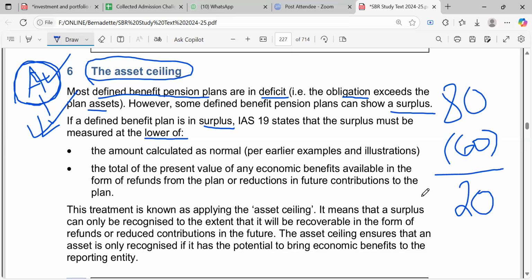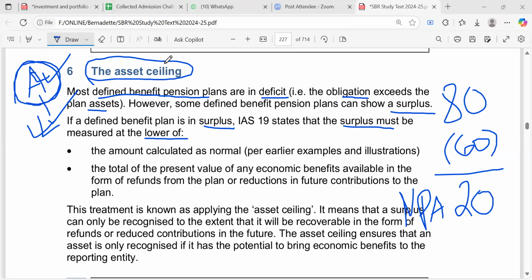So by this, I mean the plan assets are more than the plan liabilities, which is the net plan asset. So we say surplus. I say that the surplus must be measured, the surplus should not be too much. What I'm trying to say is the surplus should not be too much, right? Yes. So what we do, we say the surplus should be measured at the lower of these two.